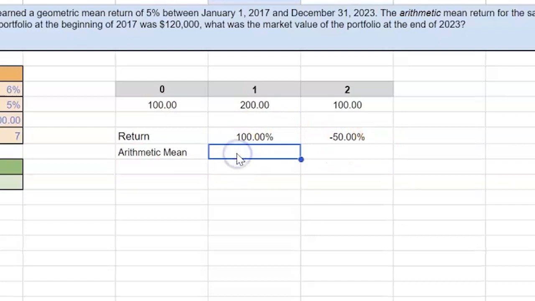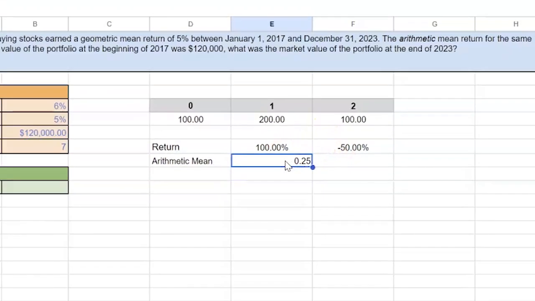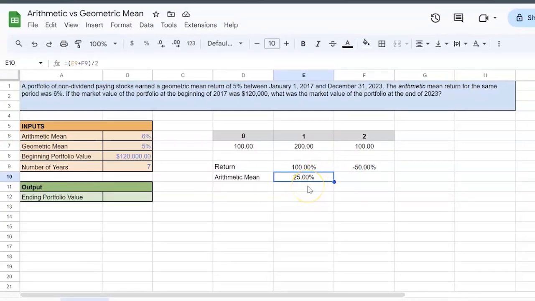If I ask you to calculate now the arithmetic mean, that is a simple exercise. You'll basically do this number plus this number here and then divide that by 2, because that's the very definition of arithmetic mean. And notice that it comes out to 0.25, which is essentially 25%. But would it be fair to say that on an annual basis you earn 25%?